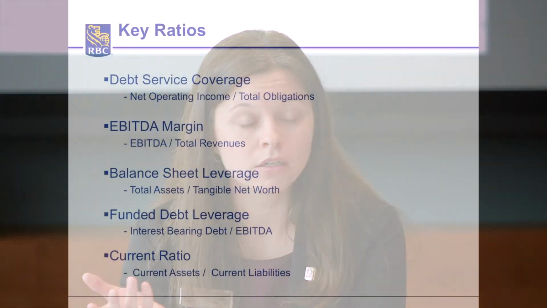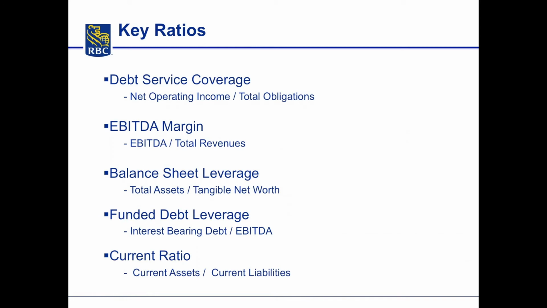Balance sheet leverage, we use total assets over tangible net wealth. Sometimes we use total liabilities over tangible net wealth. This is going to show us how the company is structured right now. How did it grow? Did you use debt or did you use equity? How is the company structure looking?